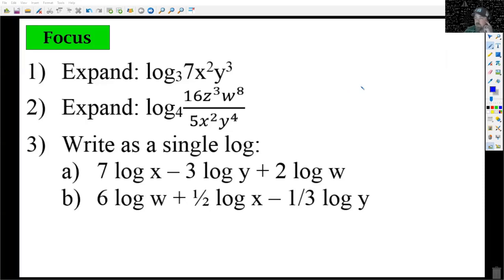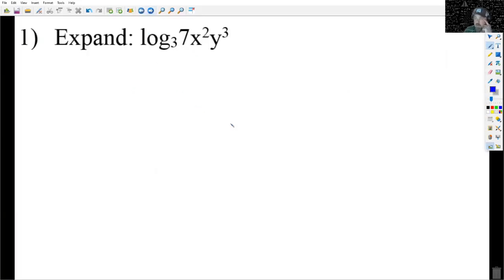All right, let's try this again. So we're going to go over this focus where we're going to practice with logs, see how this works out. So here this says expand. So when we say expand, we want to write this as more than one log. So we remember that all these things are being multiplied.